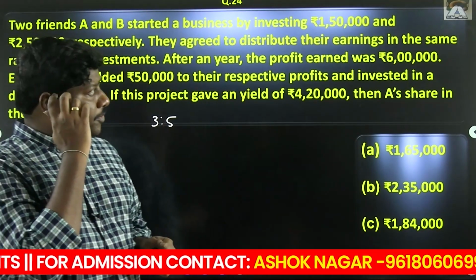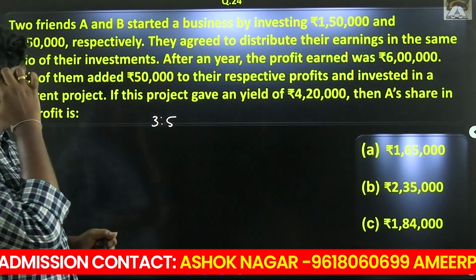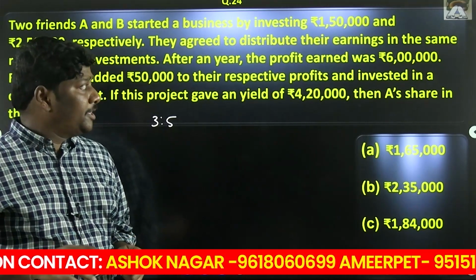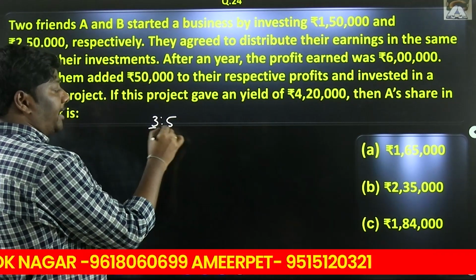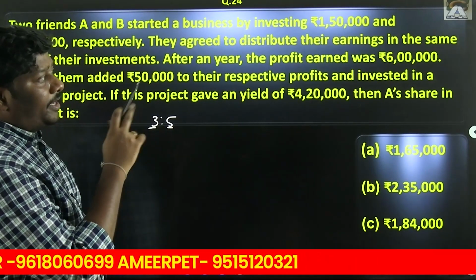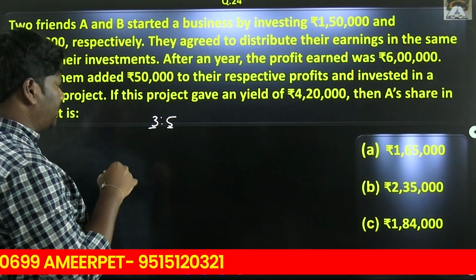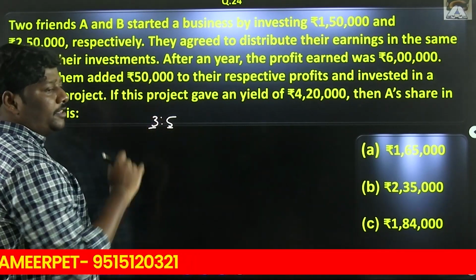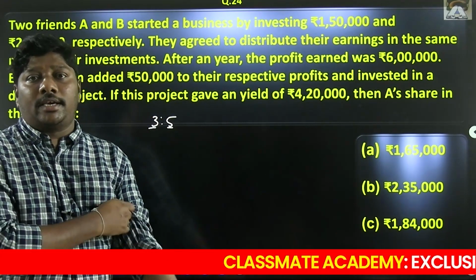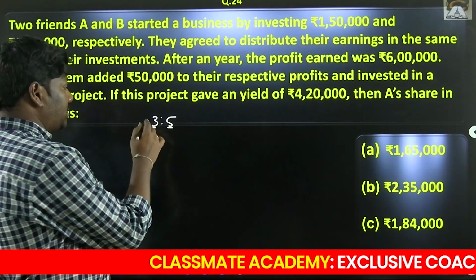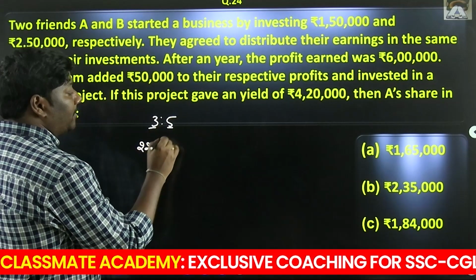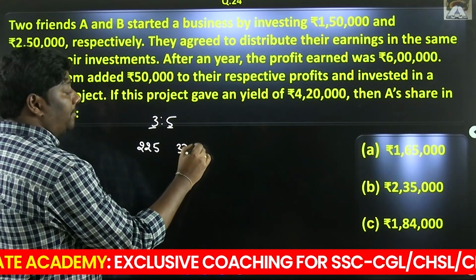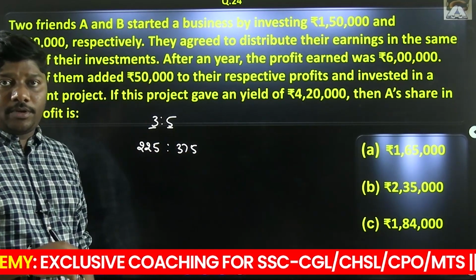They have agreed to distribute their earnings in the same ratio of their investment after a year, and the profit is 6 lakh. You divide 6 lakh in 3/8 and 5/8. Okay, so you can say 3/8 of 6 lakh and 5/8 of 6 lakh. See, what is 1/8 of 6 lakh? 1/8 of 6 lakh is 75,000. 3 into 75,000, 1,000 you keep it aside, 225. 5 into 75 is 375. I am dividing 6 lakh in this ratio, right?